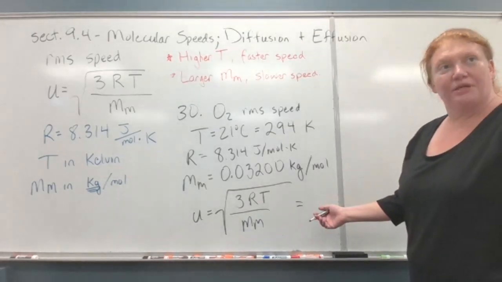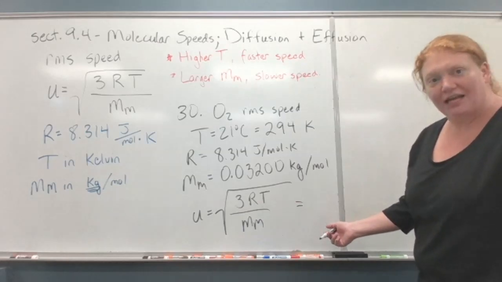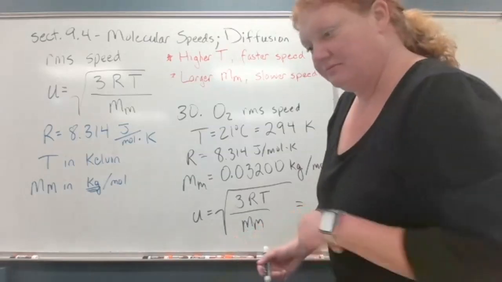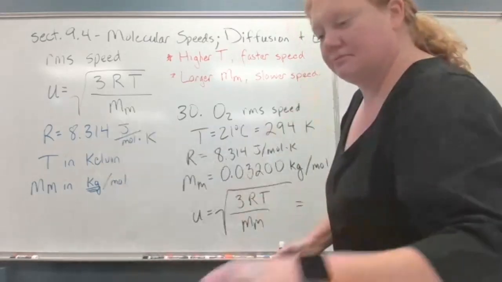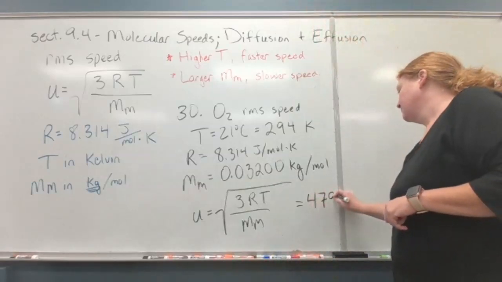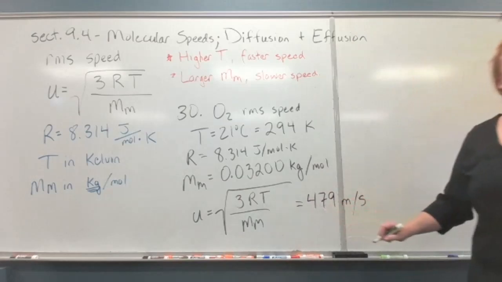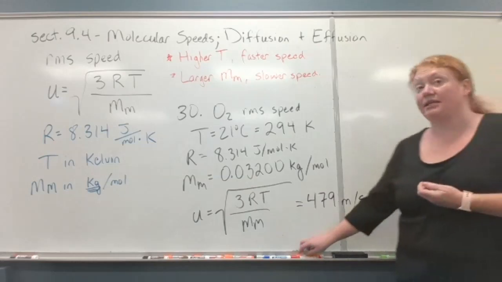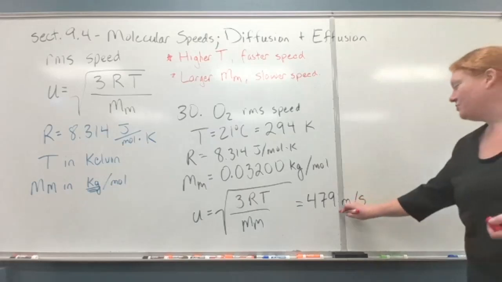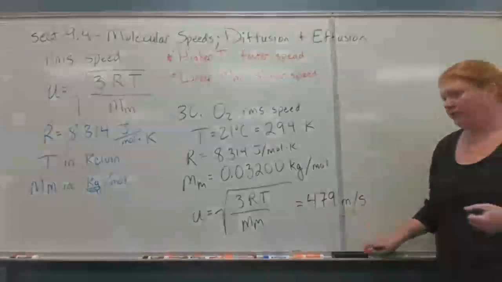And you should get a large number because gases move fast. Okay? It's kind of one of their defining characteristics. I got 479 meters per second because that is the units of speed, of velocity, right? Meters per second are the units for speed. Okay.